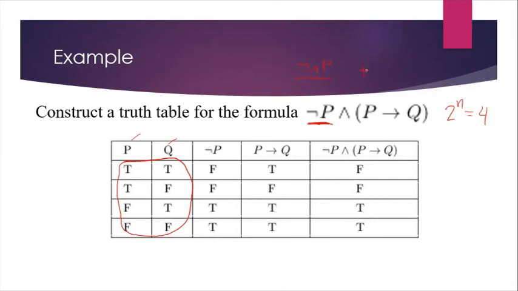Same with math. Plus times 3, hindi pwedeng ganyan. Dapat may number pa dito, di ba? So ganyan din siya sa logic. So unahin muna natin si not P. So ibaliktad lang lahat ng values ni P dito. So we have false, false, true, true.